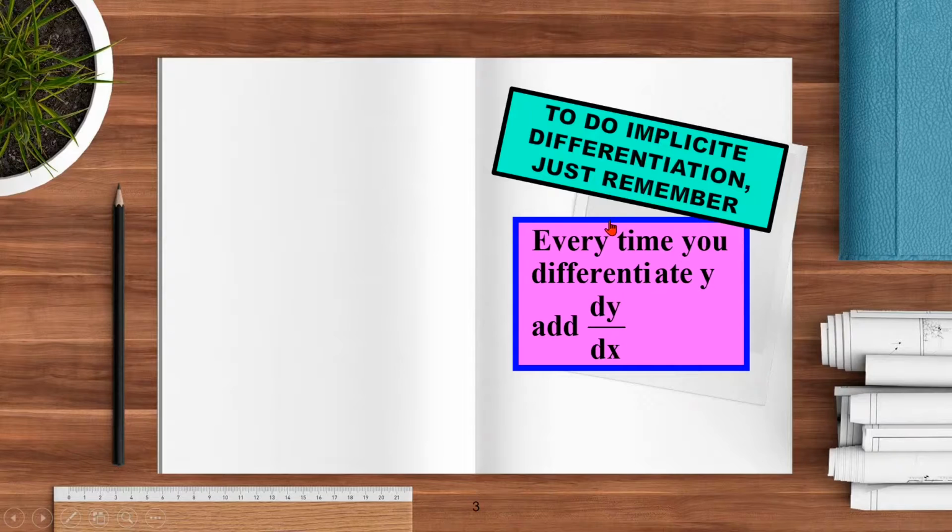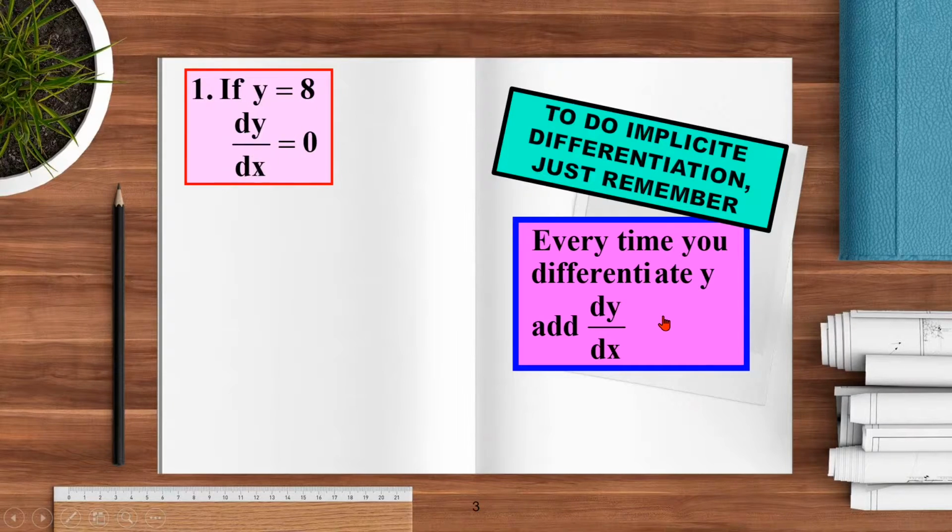To do implicit differentiation, it is very important to remember that every time we differentiate y in terms of x, we add dy/dx beside the term. Now, bear with me. These are very important and simple things to remember. When we differentiate y, we actually get dy/dx. Differentiate 8, we get 0.